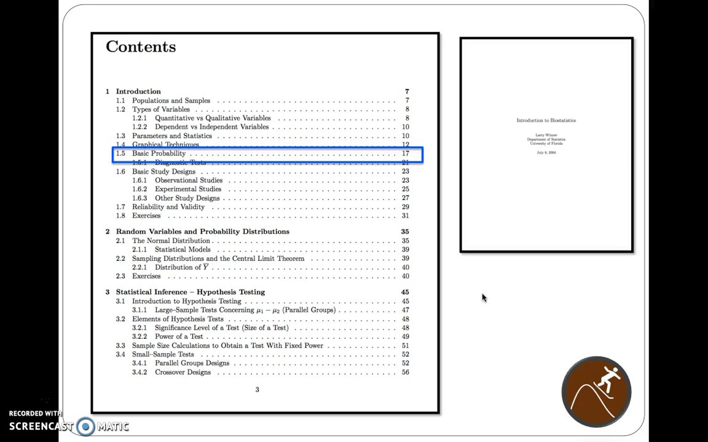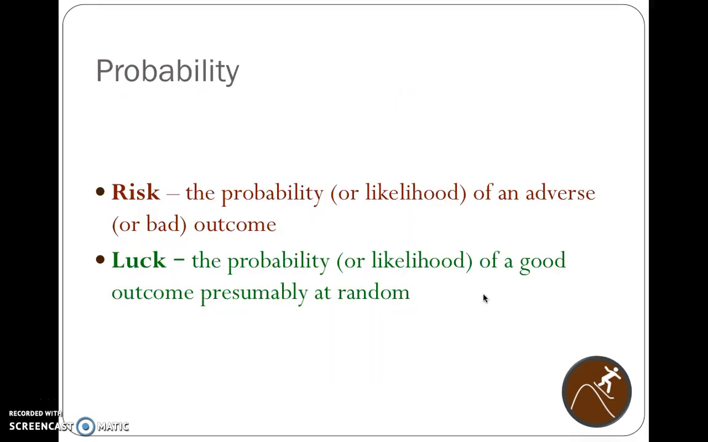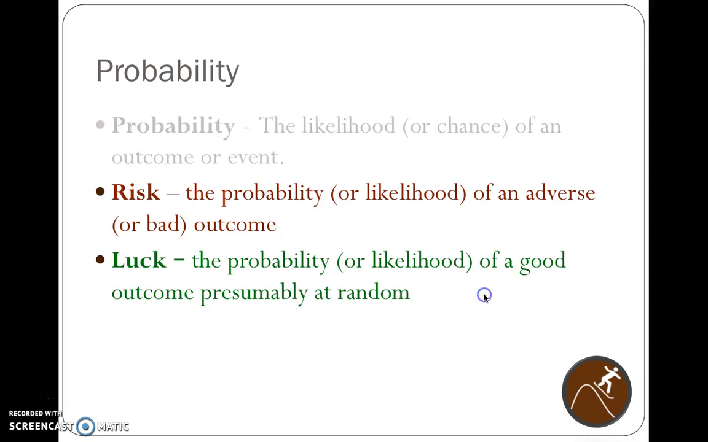For more information on basic probability, there are a few pages in the online textbook that will relate to some of what we cover here. You may get a little bit more information on unique situations that may result in more interesting takes on probability, but we're going to keep it pretty simplistic here. So probability, by definition, is the likelihood or chance of a given outcome or an event.